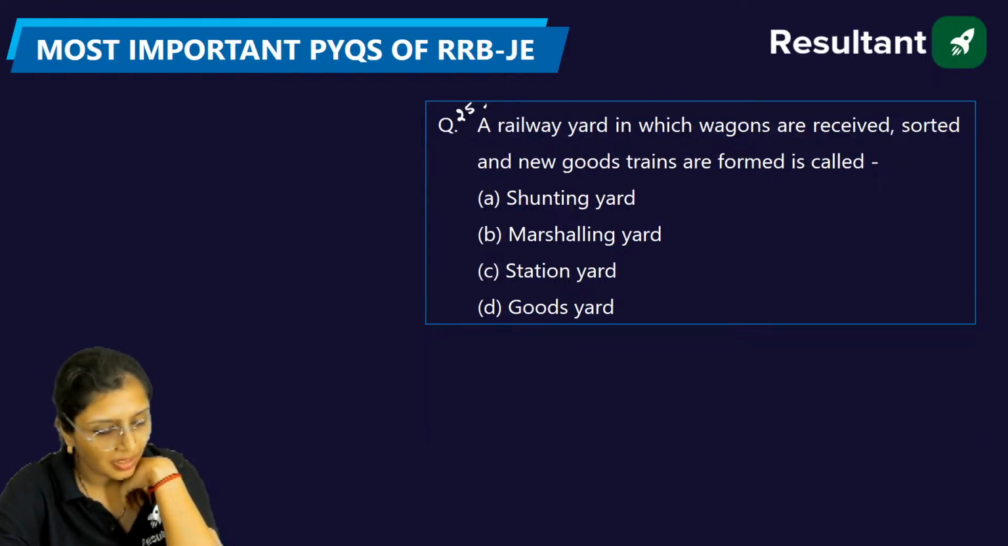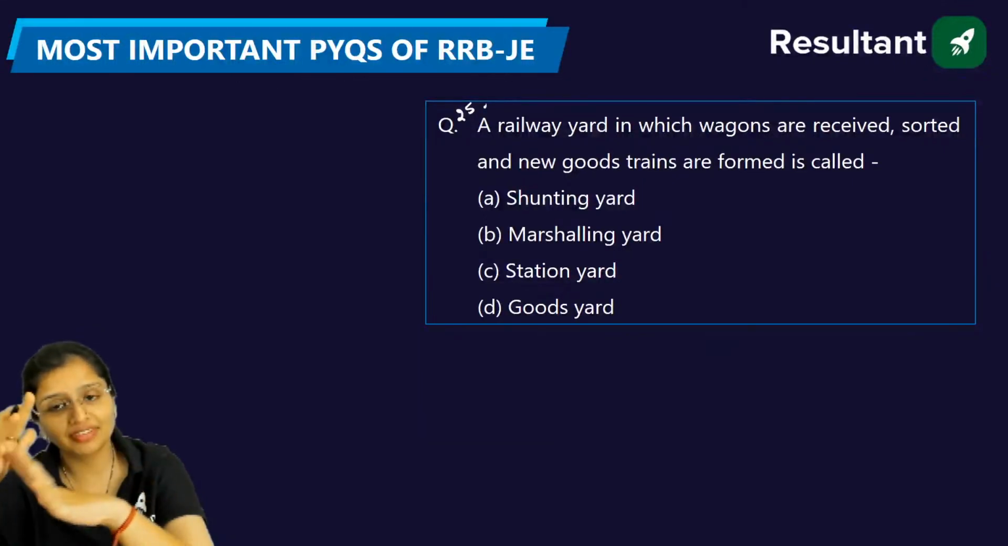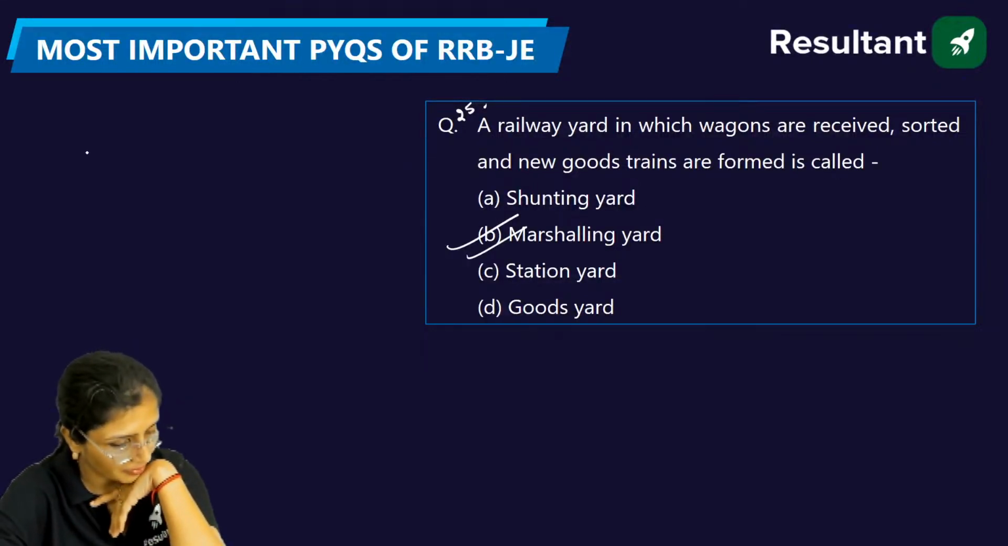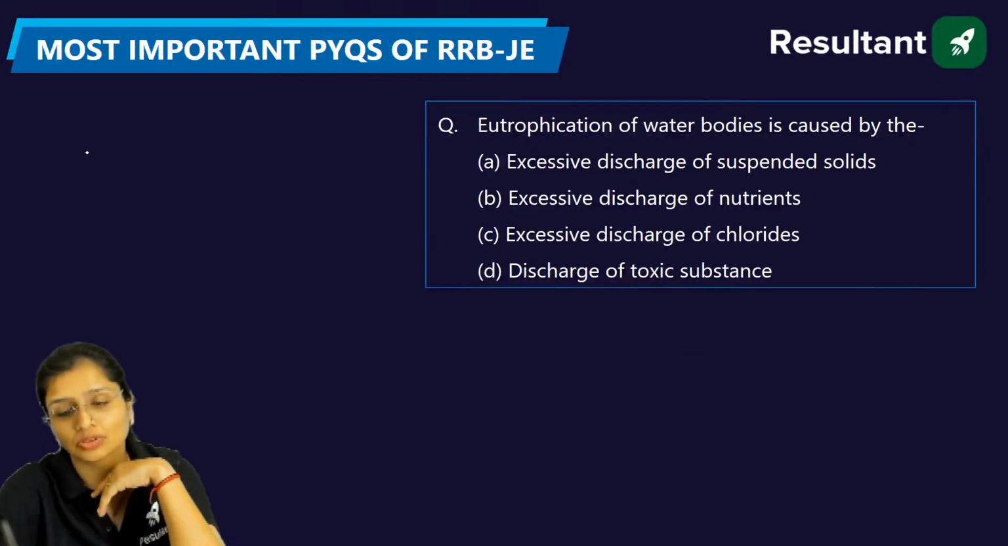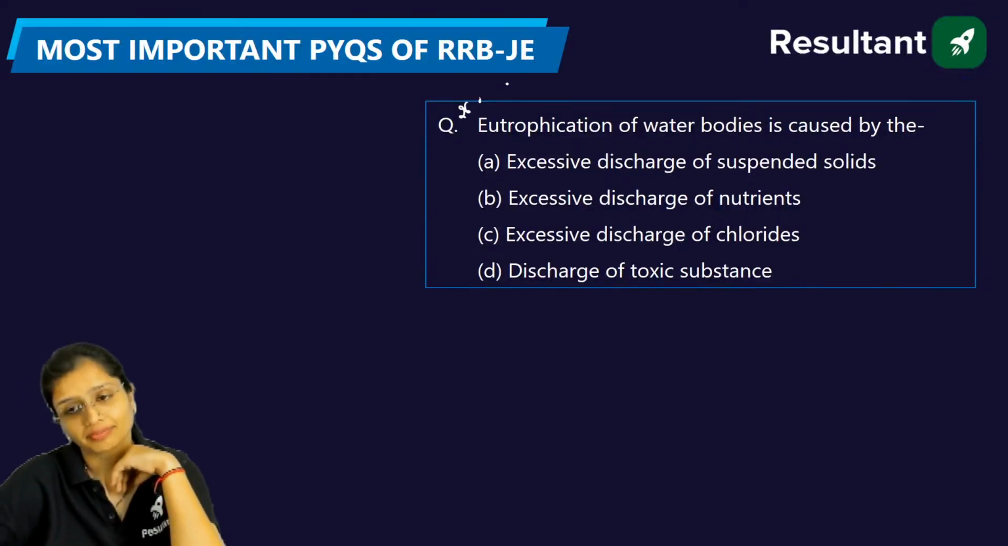Correct, everyone. Goods trains all are dispatched, received, goods are received, they are sorted. So it is what? Marshalling yard. Correct, everybody. Next question. Eutrophication of water bodies is caused by.